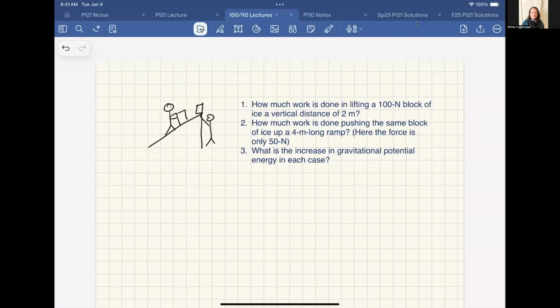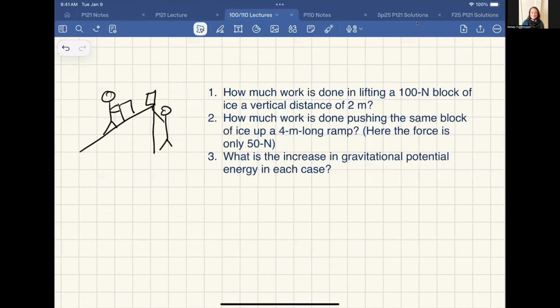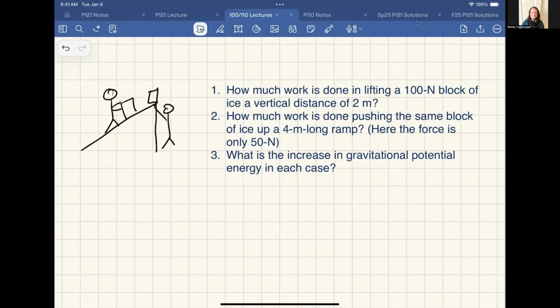Okay, for this example, we have my beautiful drawing. Promise there's a much better diagram of this in the slides if you want to take a look. But what we have are 2 people moving blocks of ice. So for the first part, the first question asks how much work is done in lifting a 100-Newton block of ice a vertical distance of 2 meters. So that's this one on the right, is just lifting it up to the top of this ramp, just vertical distance of 2 meters.